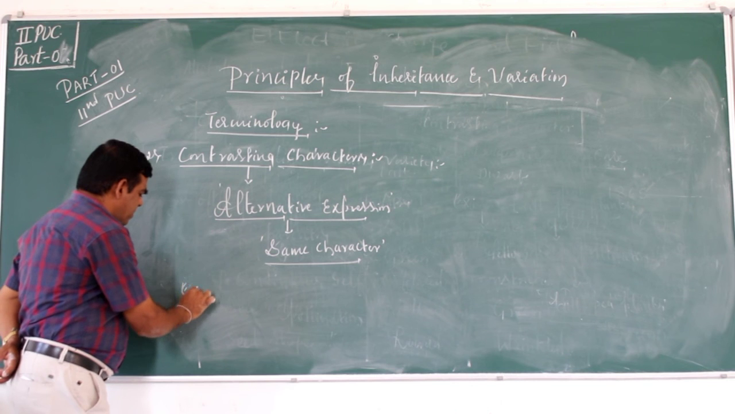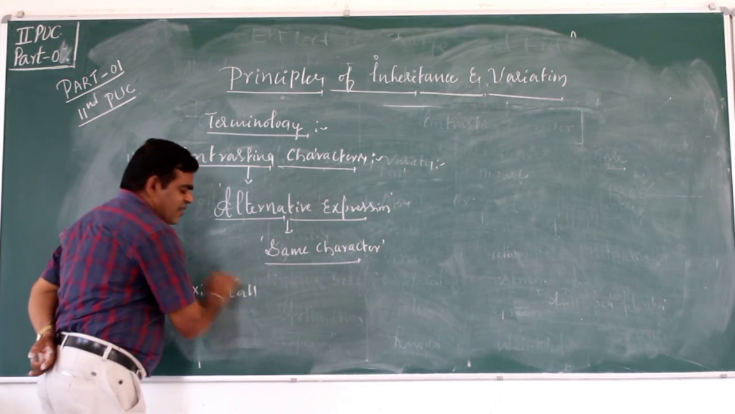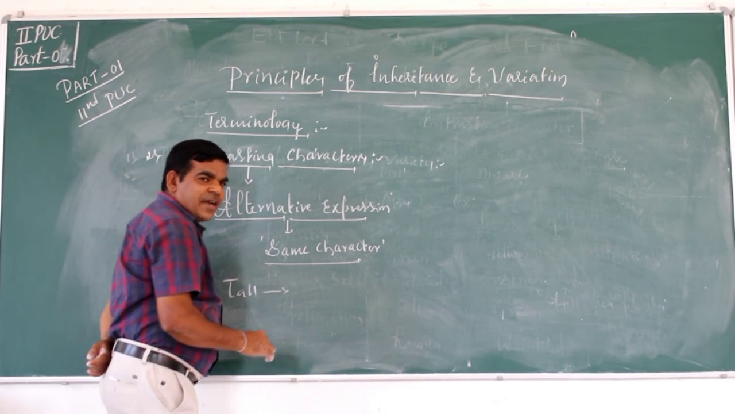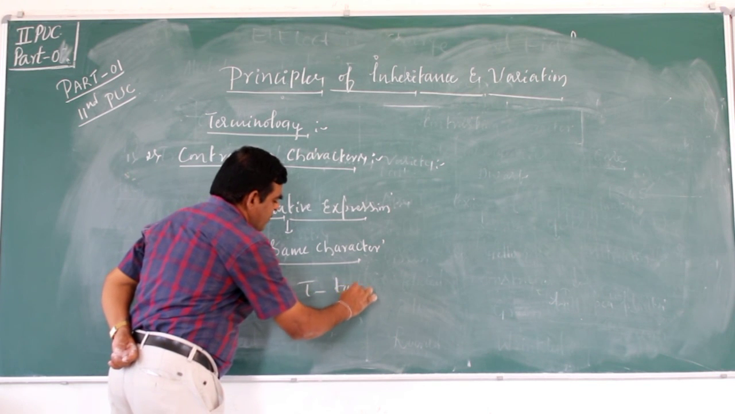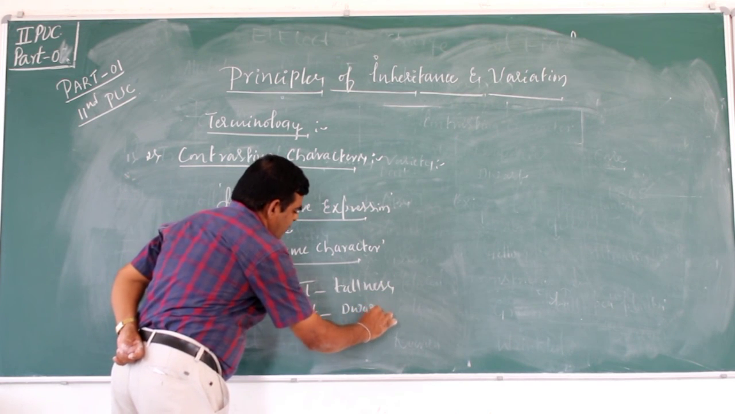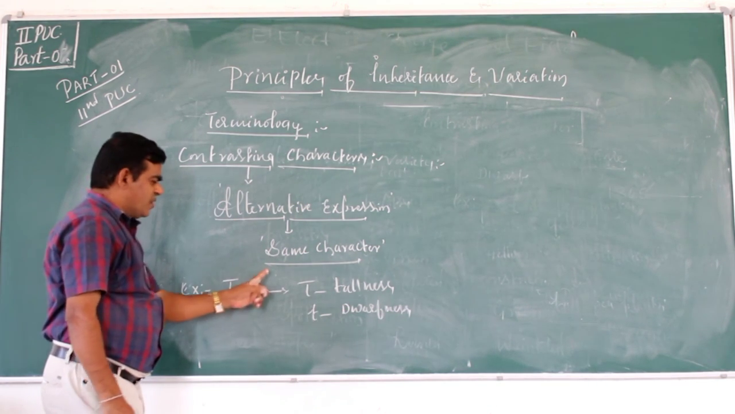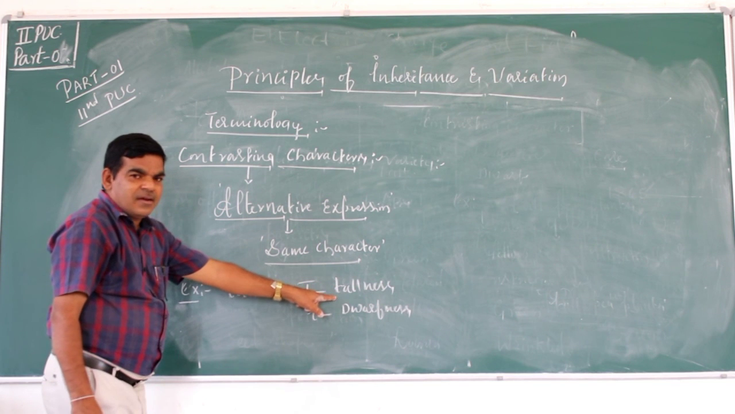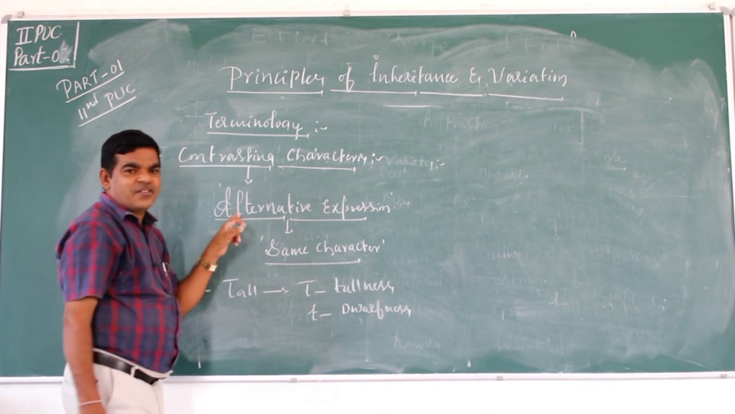For example, the tallness of the pea plants is controlled by a pair of contrasting genes. For example, T for tallness and small t for dwarfness. So tallness is controlled by two forms of alternative genes, capital T for tallness and small t for dwarfness. Here, this is about contrasting characters.